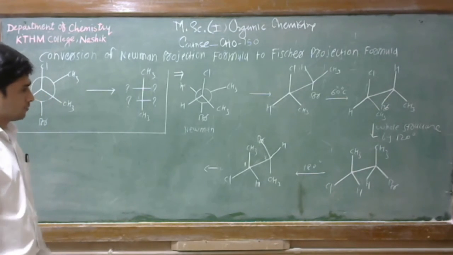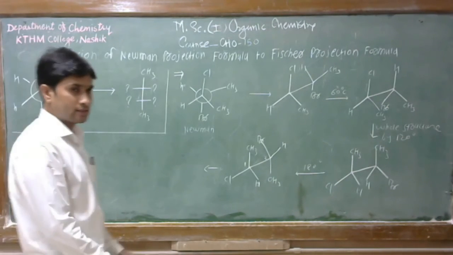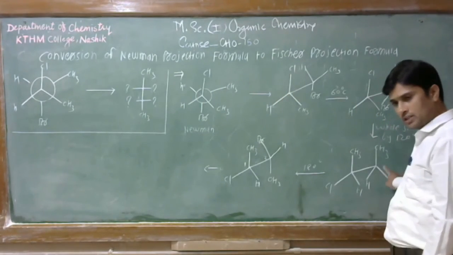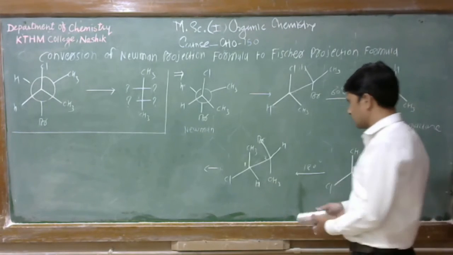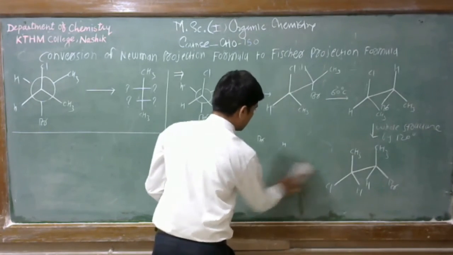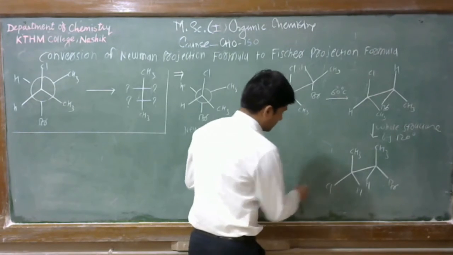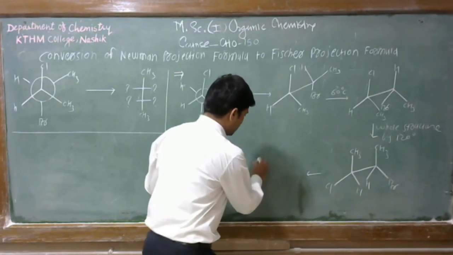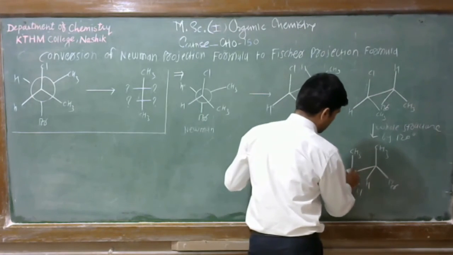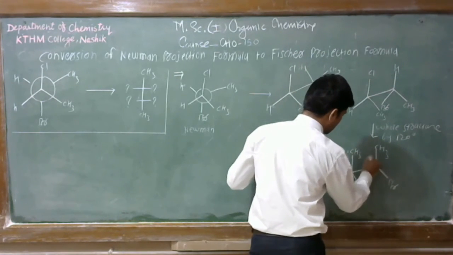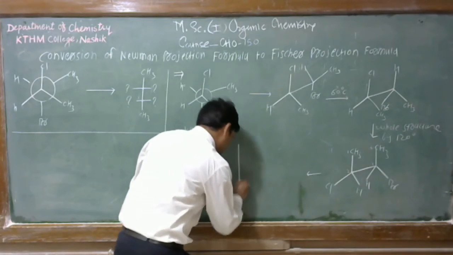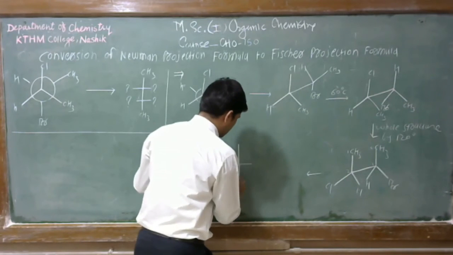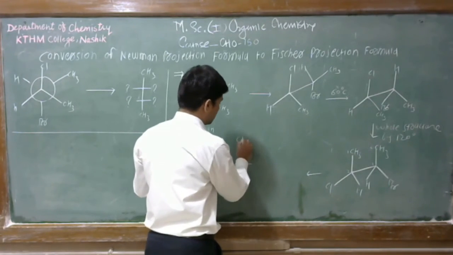But keep in mind, Fischer projection formula is always in the eclipsed form. And if you see this projection formula, this is eclipsed form and this is staggered form. So therefore, there is no need for conversion to the staggered. We can write here the eclipsed form. See here, if this is carbon number 1, this is 2, this is 3, and this is 4. Then on the vertical line, we can write here, this is carbon number 2 and this is carbon number 3. On carbon number 2, there is a CH3.